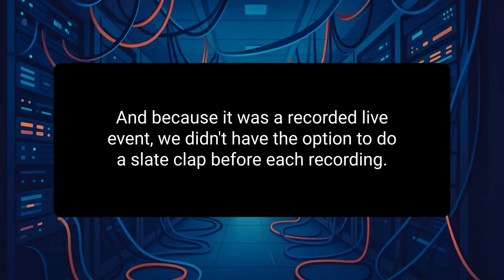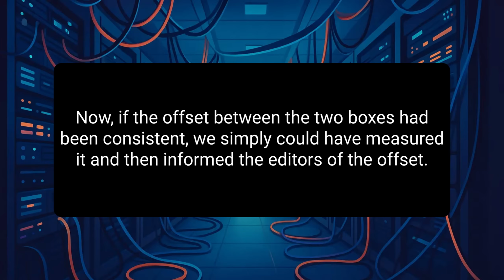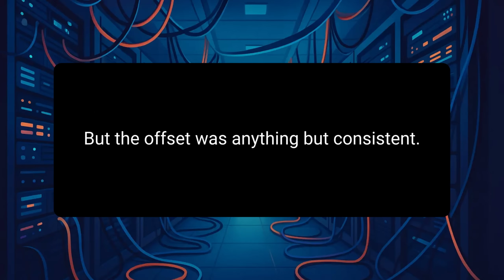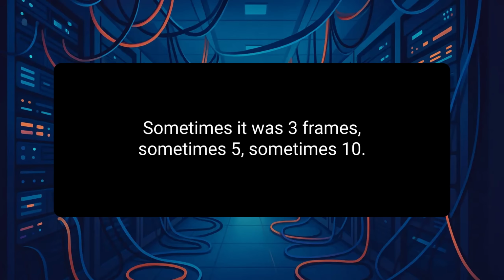And because it was a recorded live event, we didn't have the option to do a slate clap before each recording. Now, if the offset between the two boxes had been consistent, we simply could have measured it and then informed the editors of the offset. Suddenly, our issue would become a minor nuisance instead of a major problem requiring hours of extra work to manually align footage. But the offset was anything but consistent. Sometimes it was 3 frames, sometimes 5, sometimes 10.